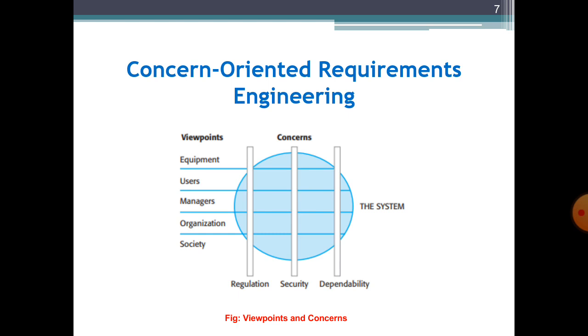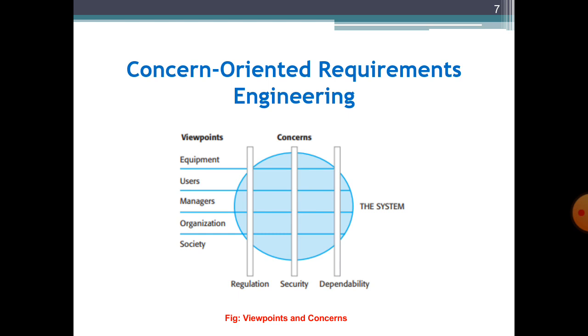Here you just need to know what your concerns are, and how regulation, security, and dependability are our main concerns, and how we have a viewpoint requirement engineering approach, with viewpoints from related groups of different stakeholders, and how these viewpoints can be achieved in all concerns. What kind of concerns are here? Primary concerns: regulation, security, and dependability are primary concerns.